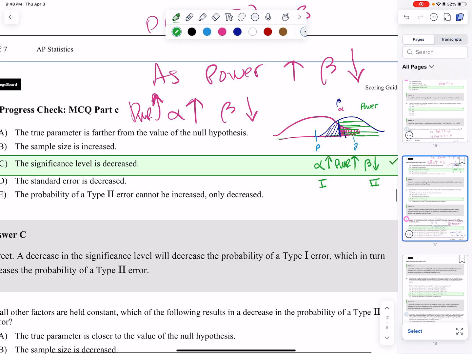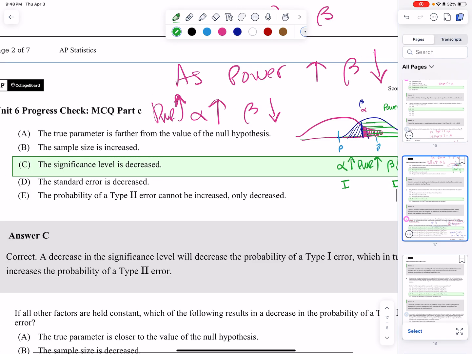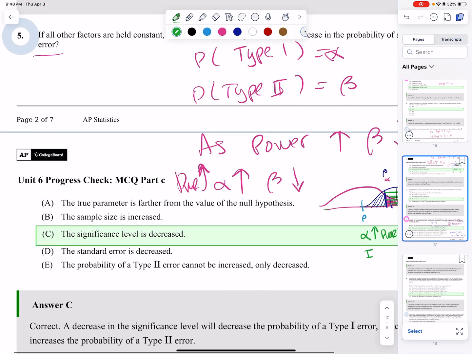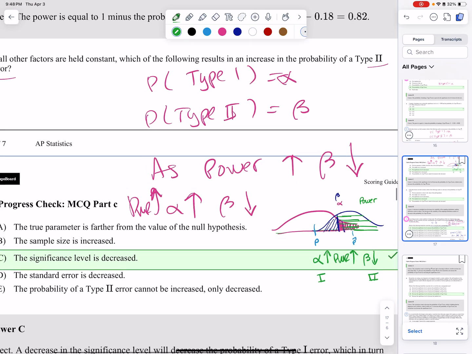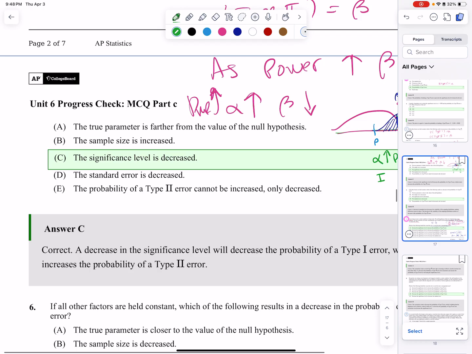So alpha is the significance level. When the question says for beta to go up, as beta goes up, alpha is going to go down. Alpha is going down, because significance level is another way of saying alpha.